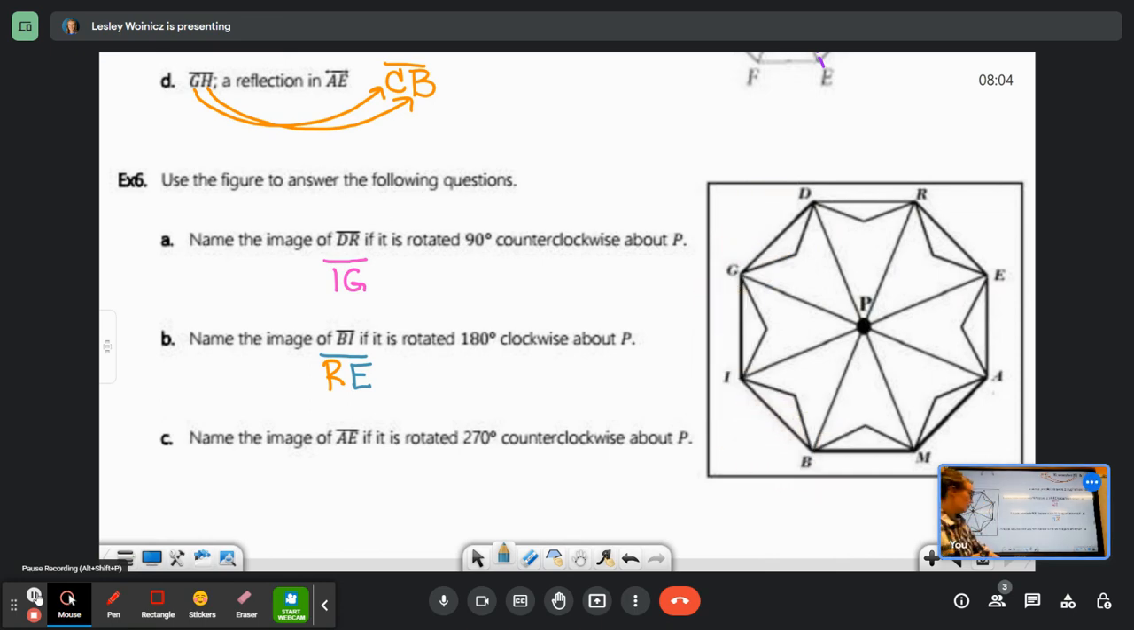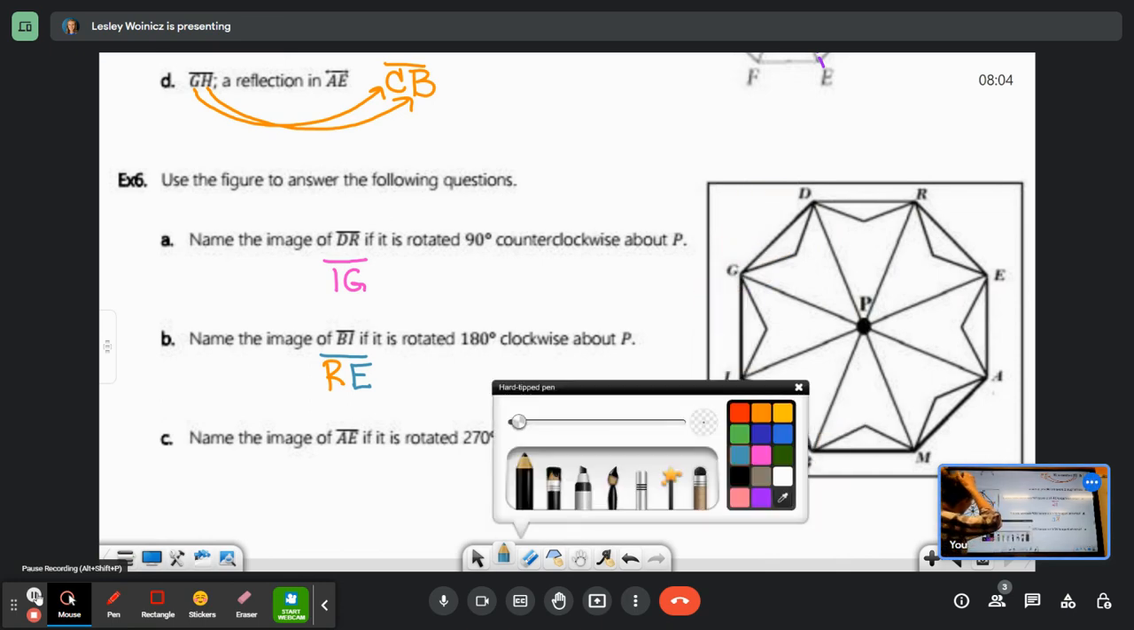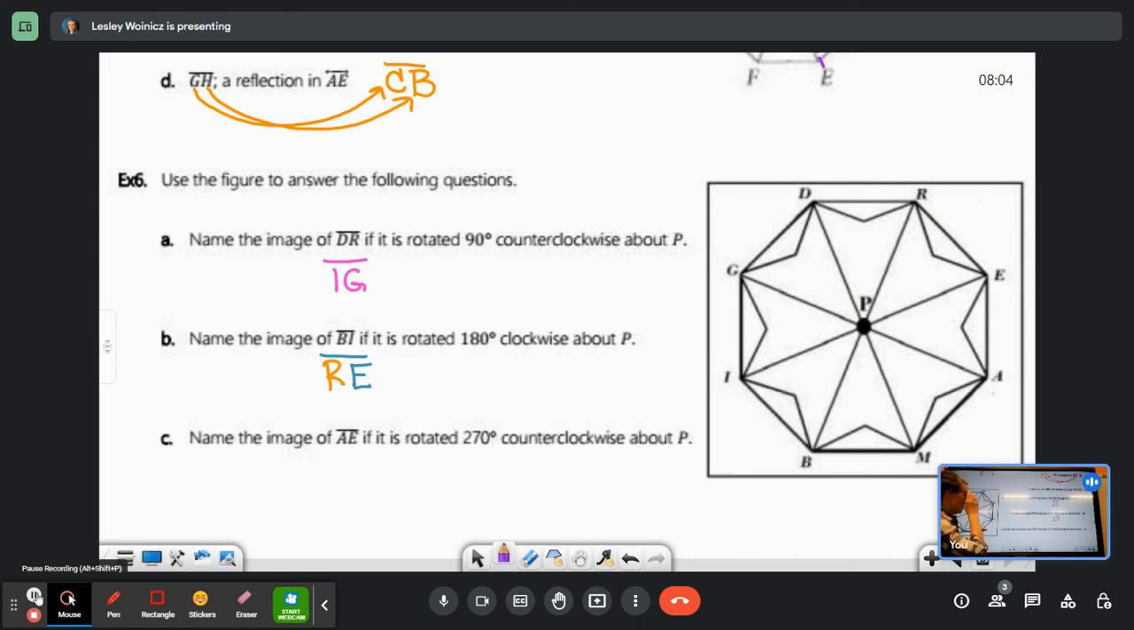All right, now we have to do AE 270 degrees about point P. All right, so to help us out, let's divide 270 by 90. If you have a calculator, do it. Okay, it's going to be 3. So rotating 270 degrees counterclockwise is just basically doing 90 degrees 3 times. That's what we're doing.